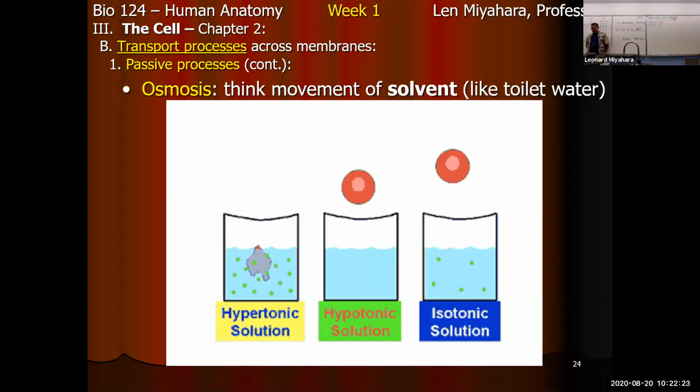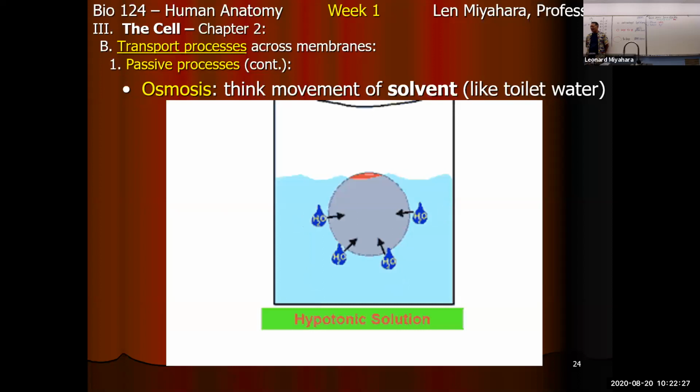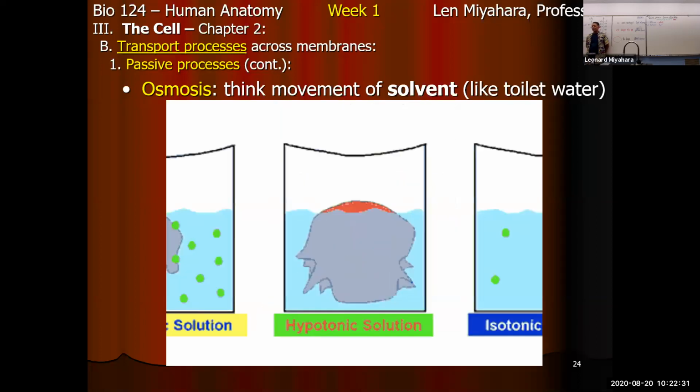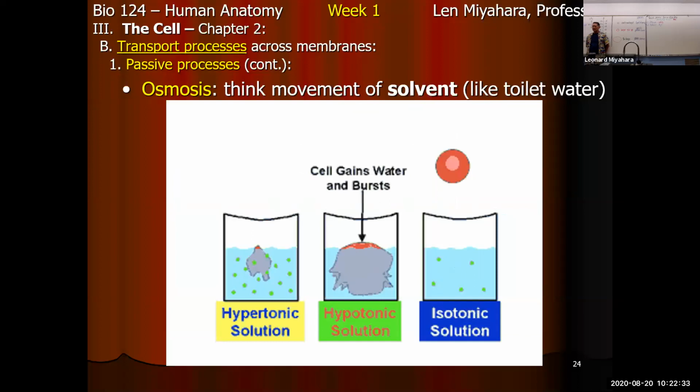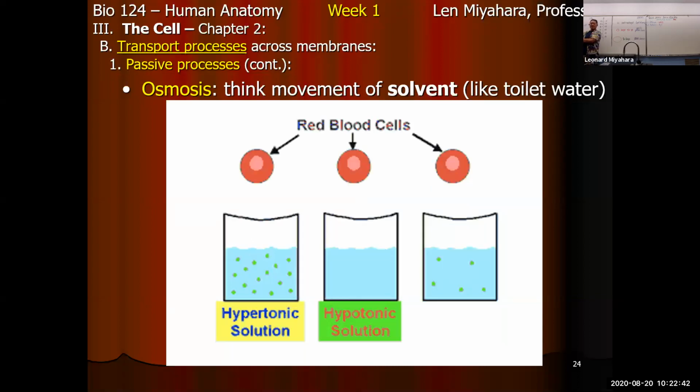It shrinks and looks spiky. But if you put it in distilled water, there's more solute inside the cell. Water follows it in until it pops, called hemolysis. If you put it in isotonic solution, there is water moving, but in equals out, and the cell remains a biconcave disc, is what we call red blood cells. Everybody got it? Is this helpful?